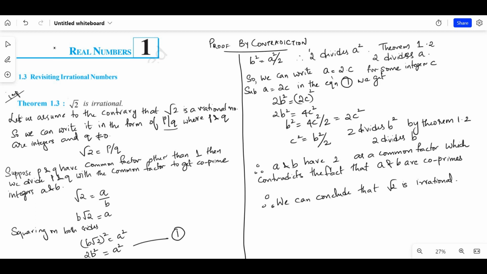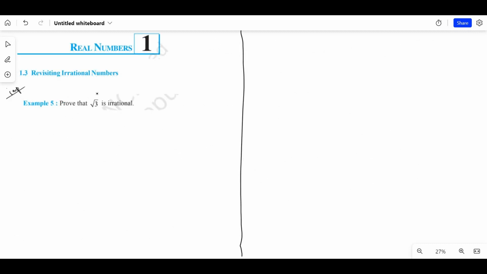This is what is known as the proof by contradiction. First, we assume, to the contrary, that root 2 is a rational number, and then at last we found that root 2 is an irrational number. This is what is known as proof by contradiction. Let's move on to the example problems.